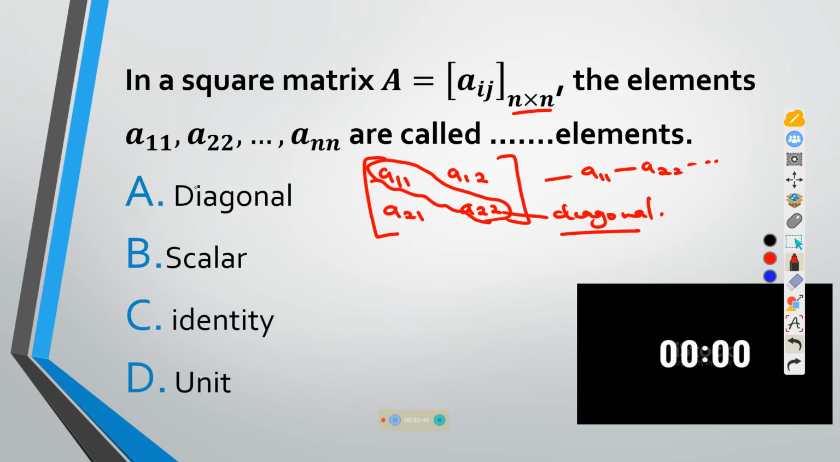In other words, these elements A11, A22, A33, up to ANN are what we call diagonal elements, not scalar, not identity, and not unity. So the answer for this question will be A, diagonal elements. Then we shall look at the next question.